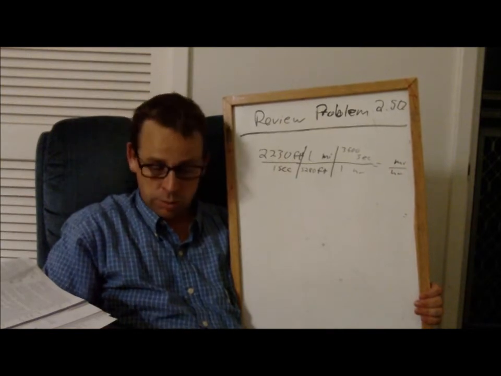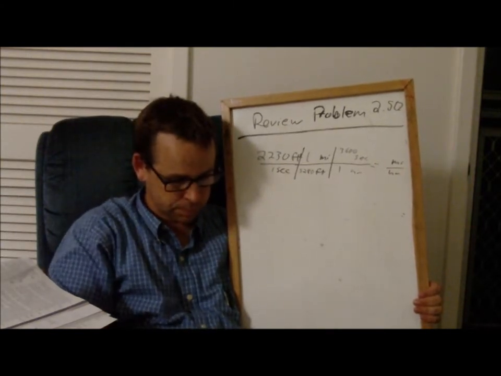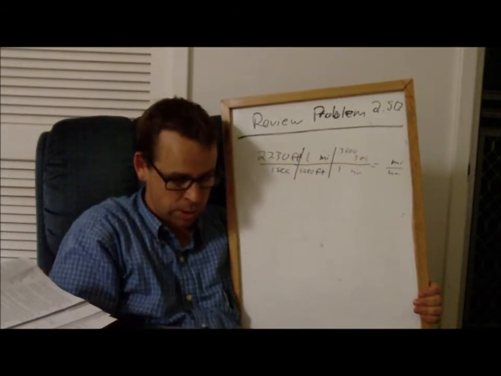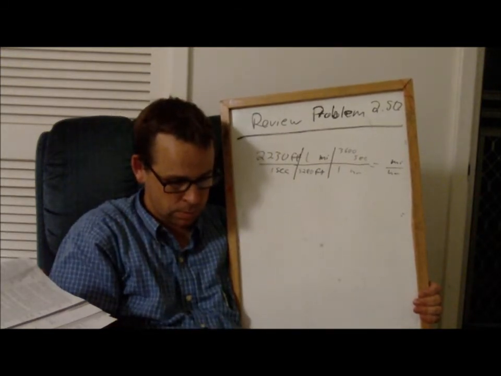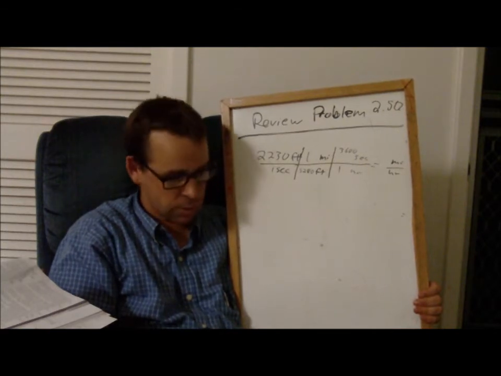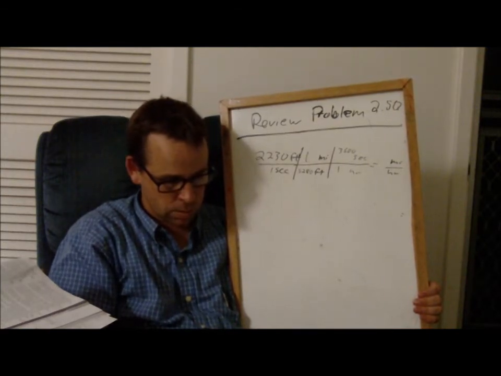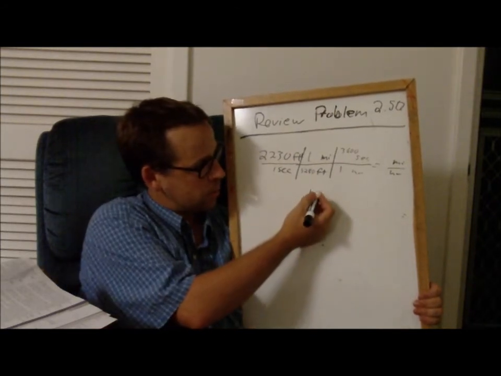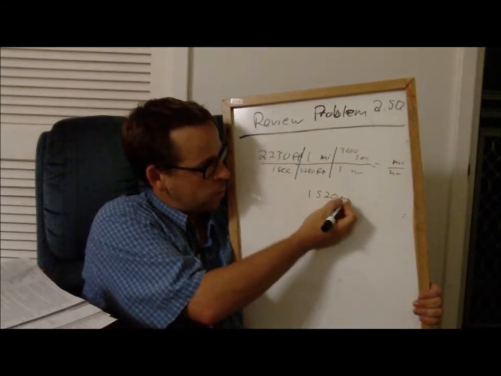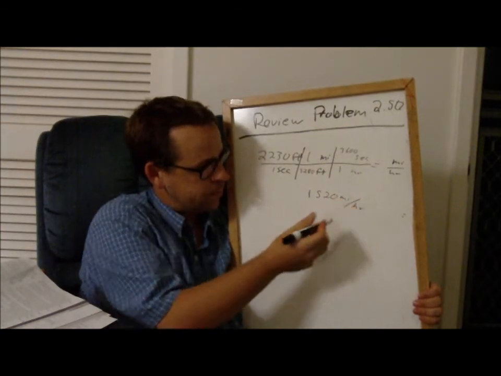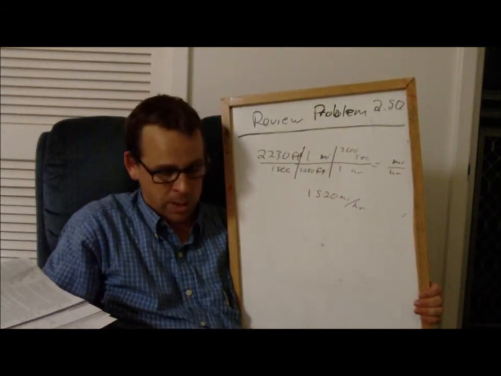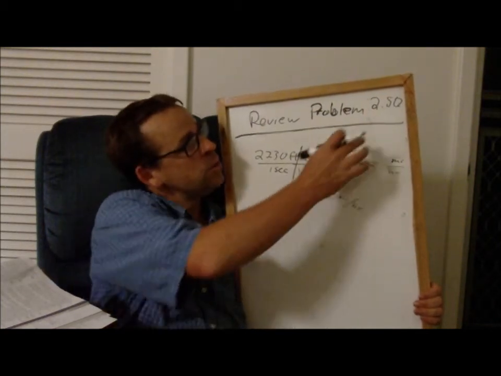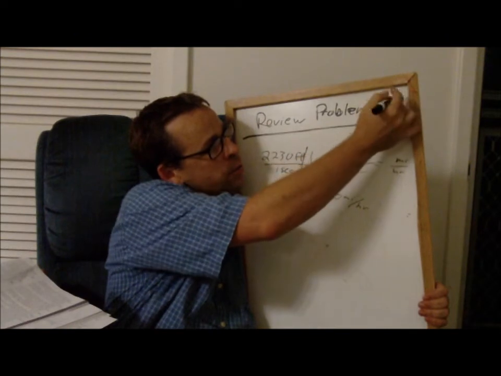So we have 2,230 divided by 5,280 times 3,600. So that's 1,520 miles per hour. Wow. Oh yeah, that was a bullet. Alright, 1,520 miles an hour. Okay, that was 250. Now we go on to 252.